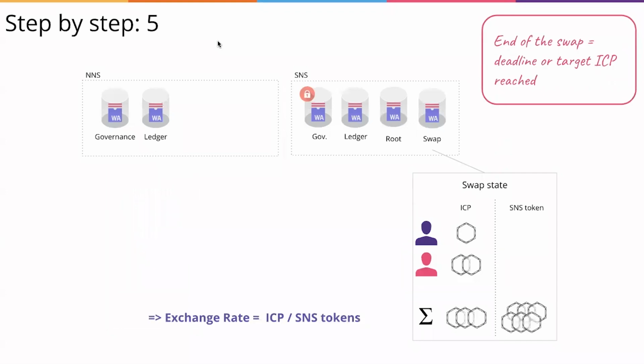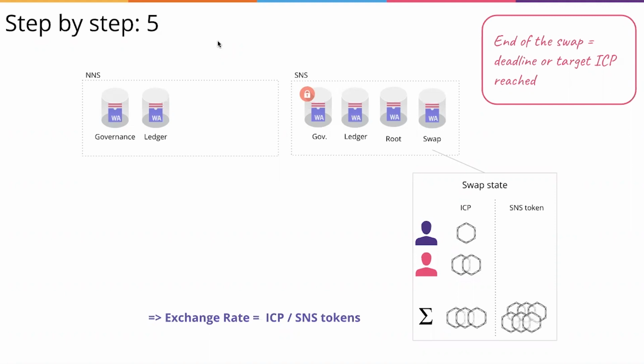At the end of the swap, when the deadline is reached or the target number of ICP has been reached, the swap effectively ends. And at this point, you have an exchange rate that's been defined. Effectively, the price of the DApp tokens has been set. Very much like an AMM, an automated market maker in a DEX. The basic assumption is that both pools of tokens have equal value, and so the exchange rate is defined by that ratio of ICP to SNS tokens.